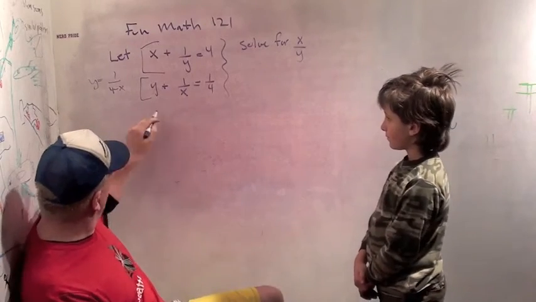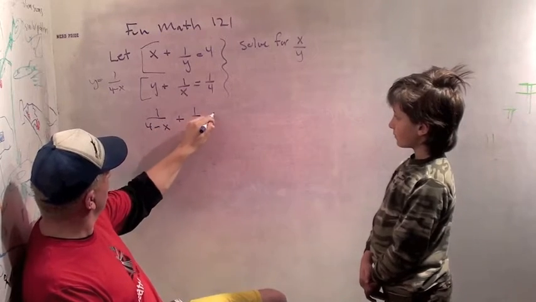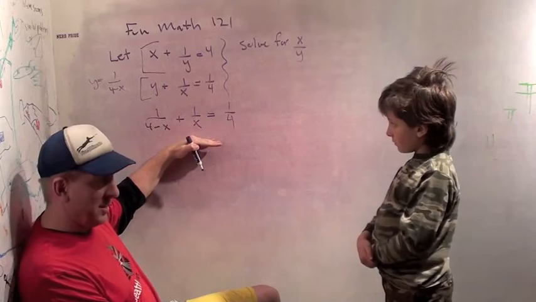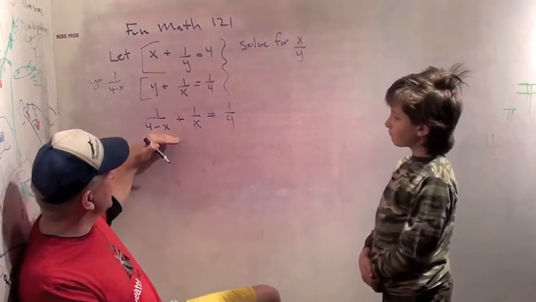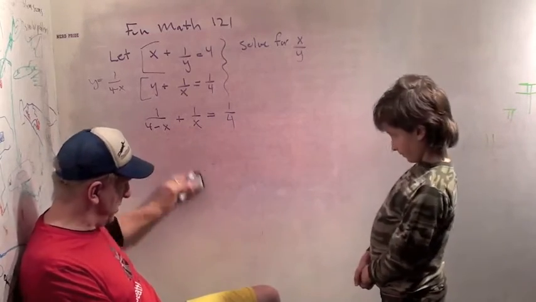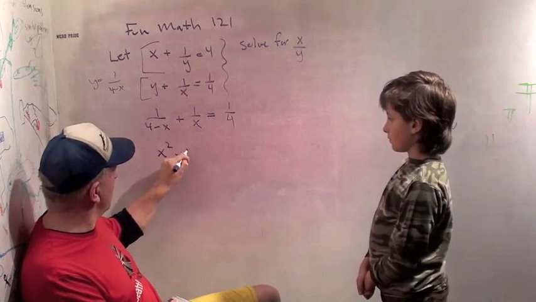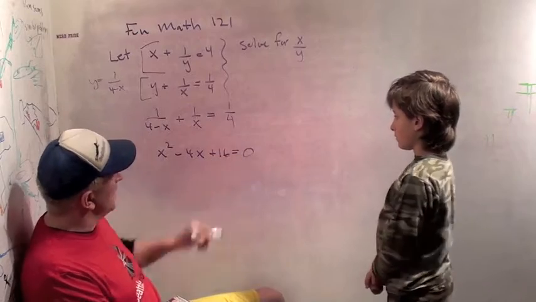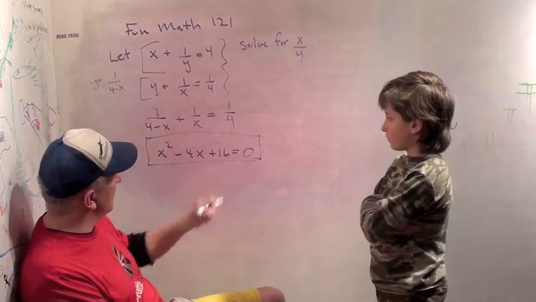So I can put 1 over 4 minus x plus 1 over x equals 1/4. Okay, now this looks horrendously complicated, right? So we can get rid of all the fractions here. I got to multiply by 4 minus x, I got to multiply by x, and I got to multiply by 4. And when I do that and simplify, I get this really interesting equation. X squared minus 4x plus 16 equals 0. Now, what's different about this equation from an equation that you've seen before?